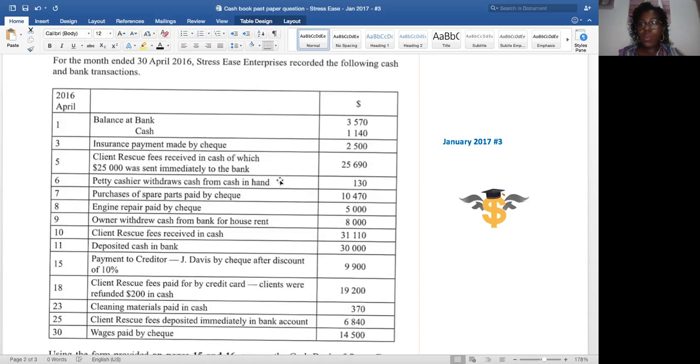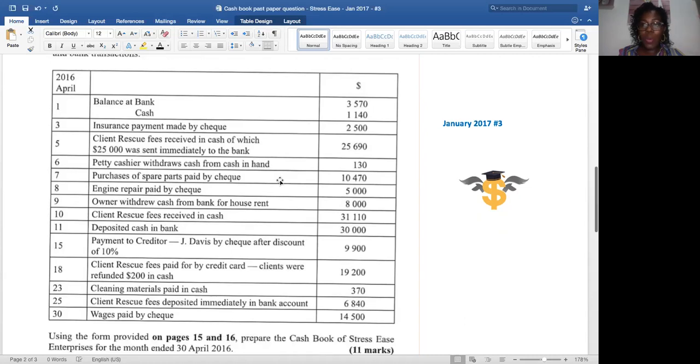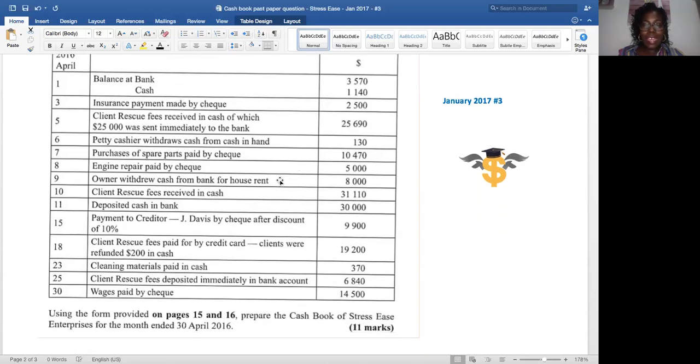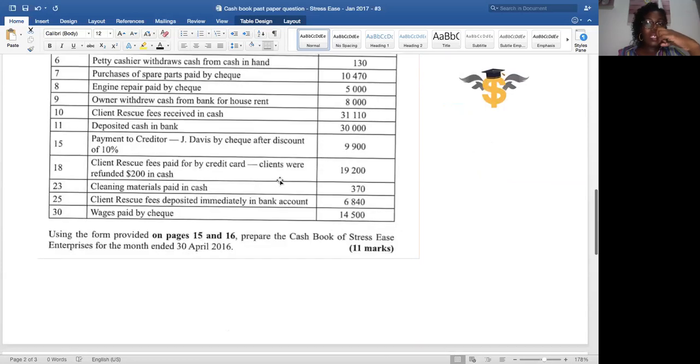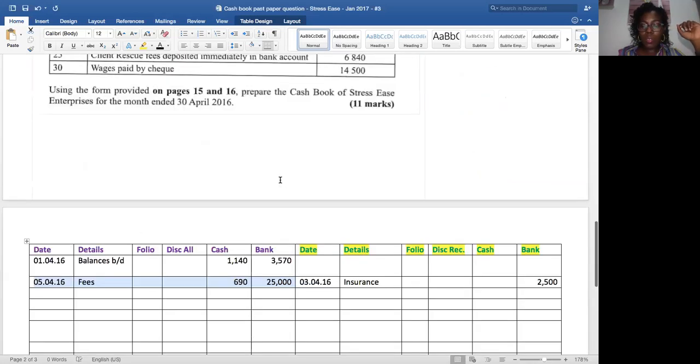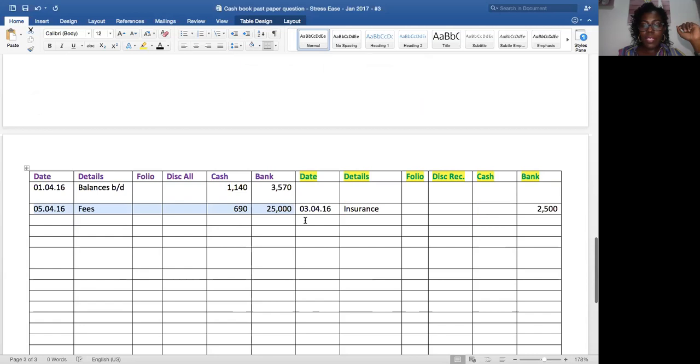They didn't tell us what she took the money for or he took the money for, but we know that he or she took 130 from cash in hand. All right, so as I'm going down, make a guess which side is this 130 going to be recorded on. If you guess on the right hand side or the payment side, you are correct.